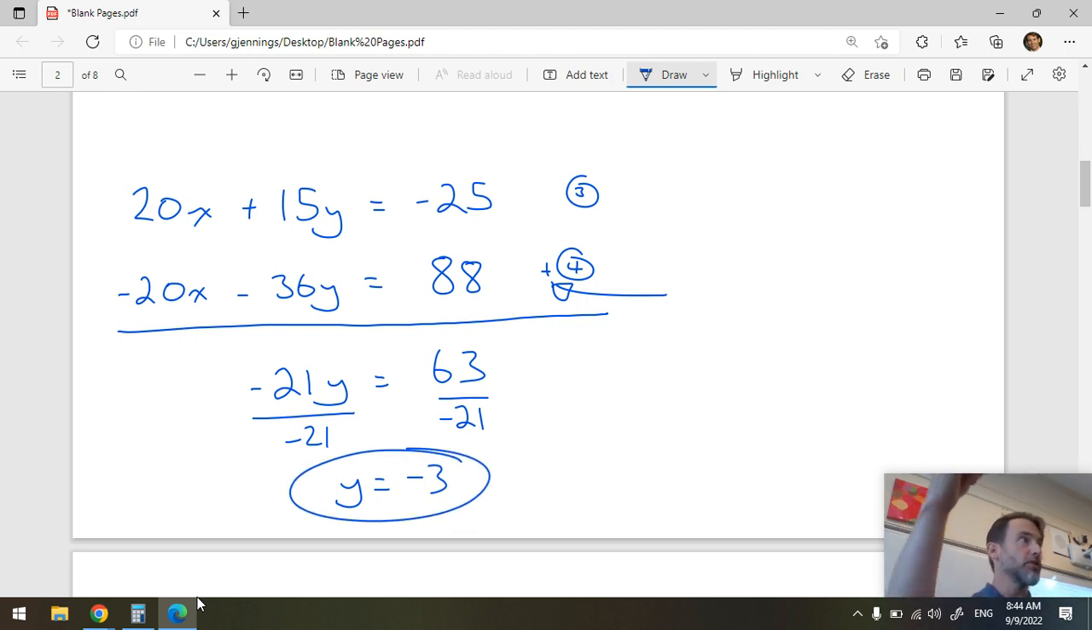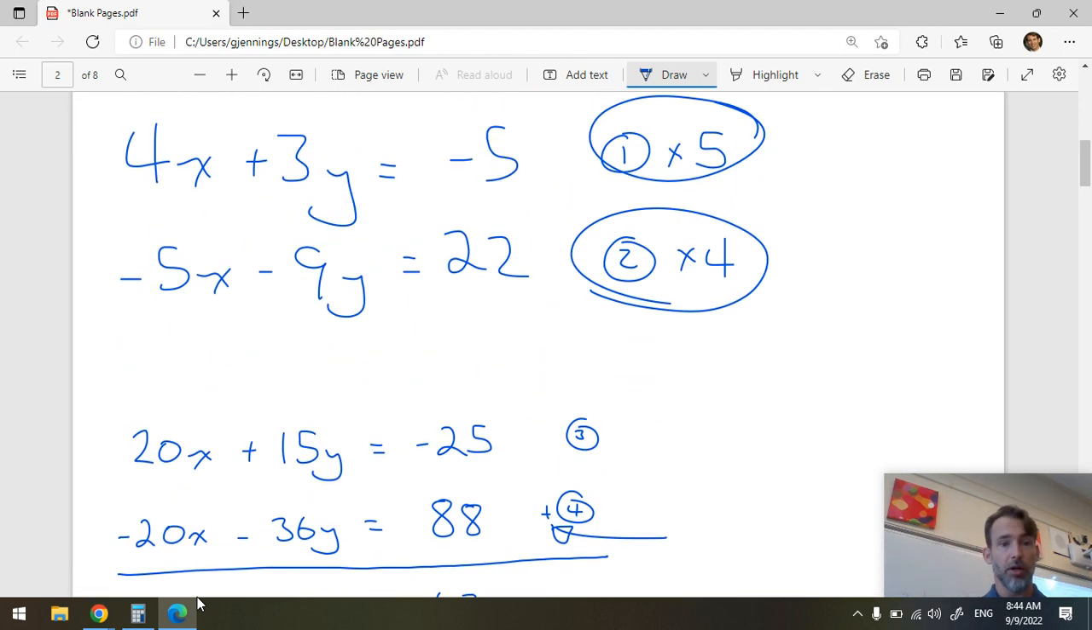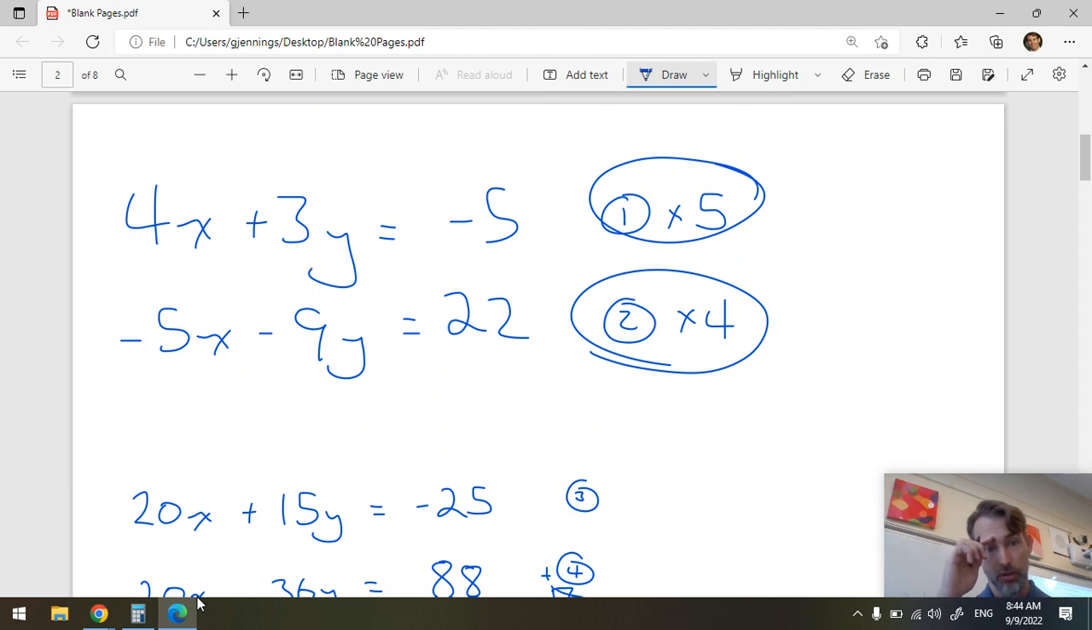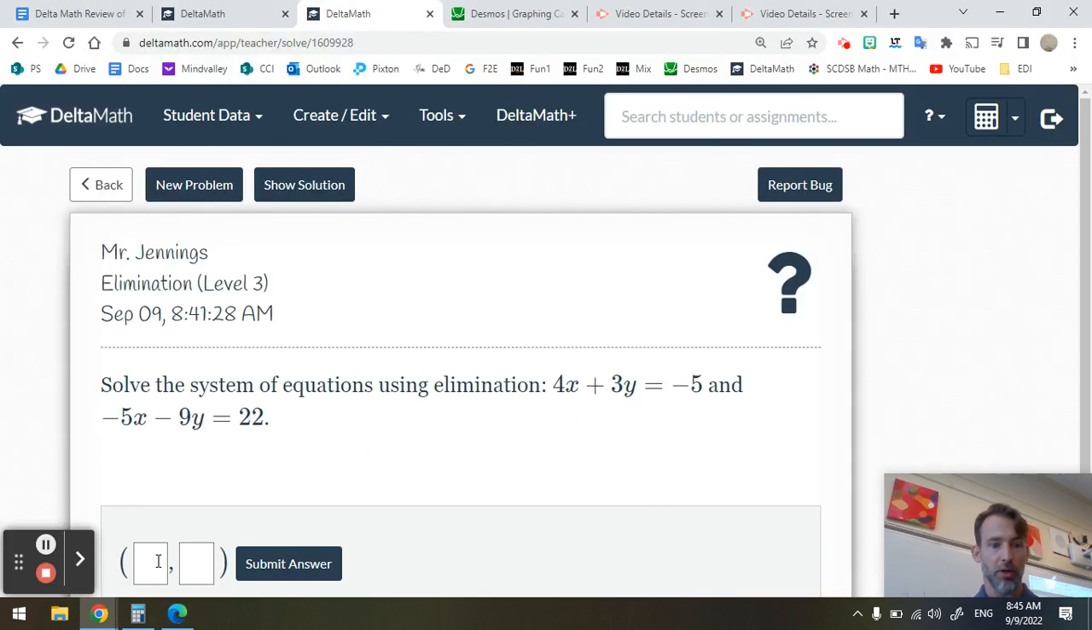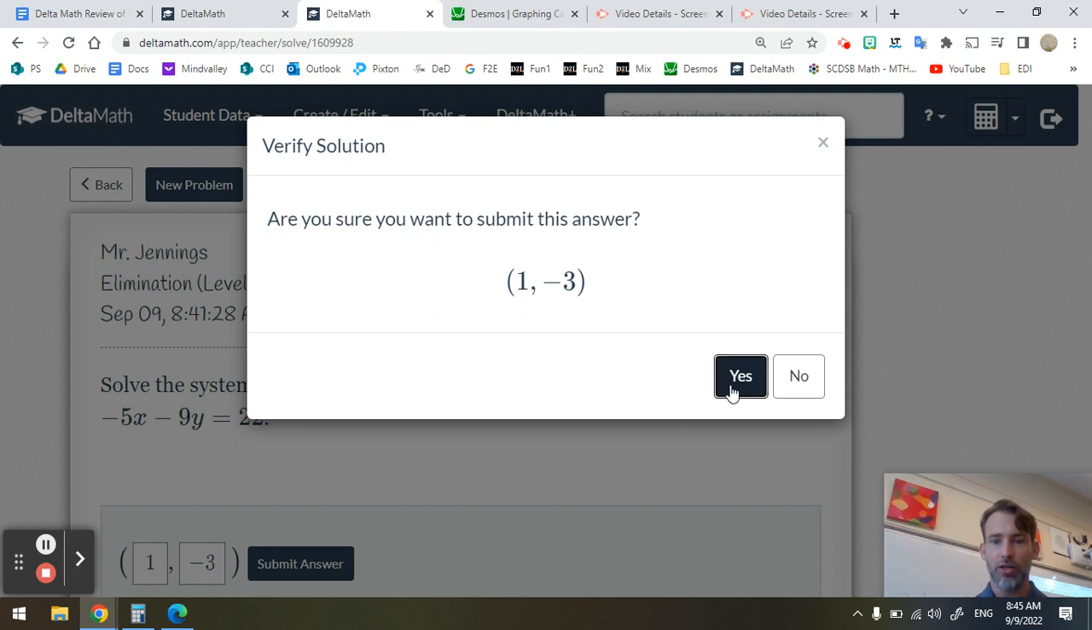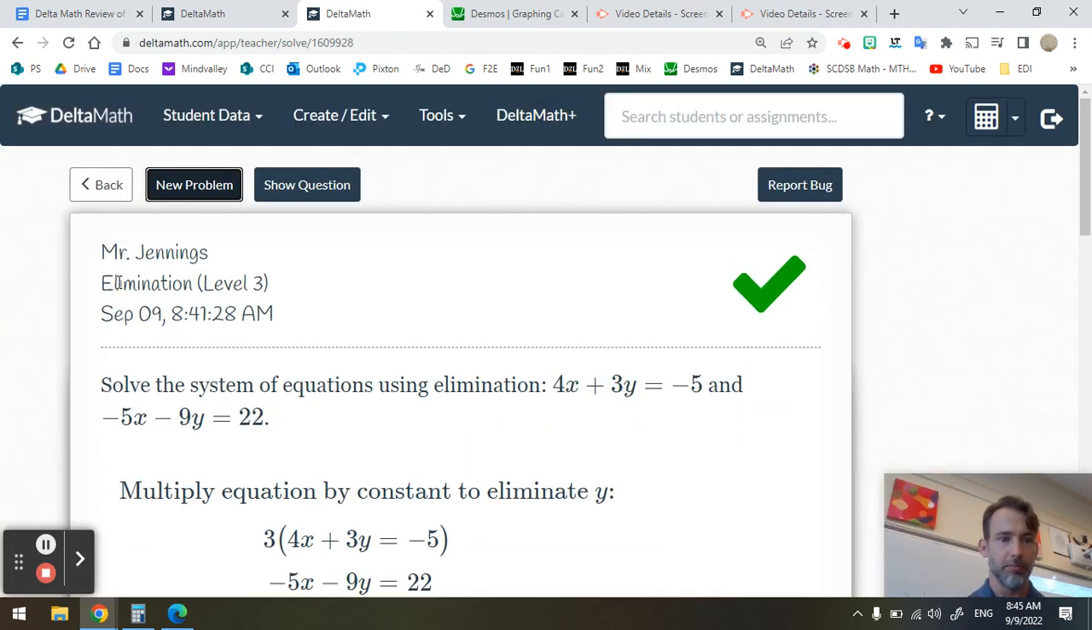Now I can go back and substitute into one of my original equations to find the other half of the solution. I'm not going to write that out. I'm going to do it in my head. So I'm going to put negative 3 in there. I have 4x minus 9 is equal to minus 5. Add 9 to both sides. X is 1. So you can solve these on your own using your inverse operations. 1, negative 3. That's how you can use an elimination strategy to solve systems of equations.